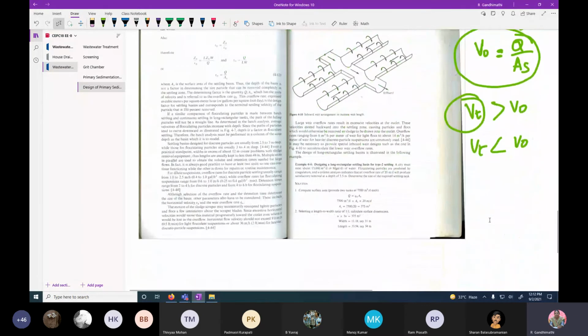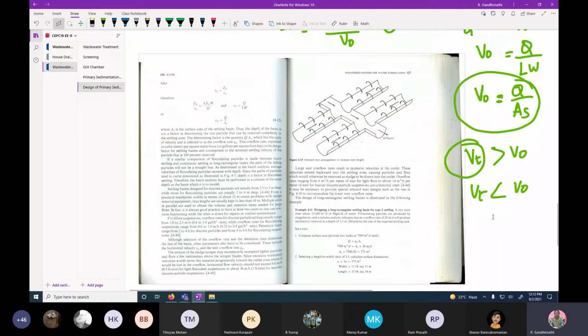Then yesterday I explained about the weir loading rate. Mainly during the design calculations, we have to check the weir loading rate. If the weir loading rate exceeds the value I have given, the conditions apply. What is the weir loading rate for a primary sedimentation basin?